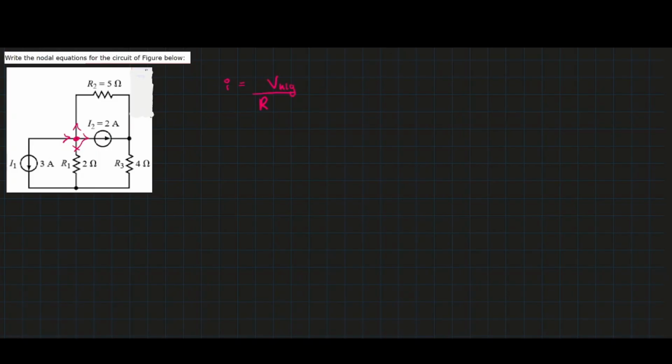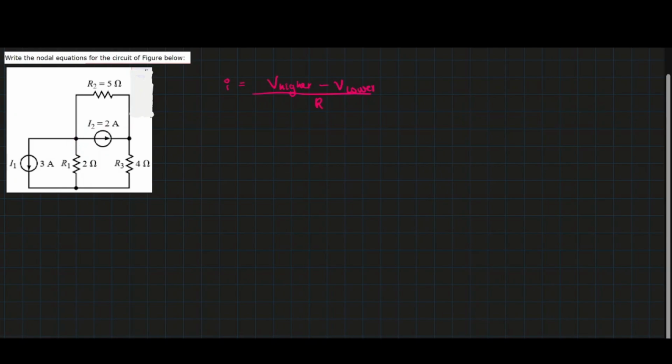it's going to be V higher, as the higher voltage, minus the lower voltage. The voltage will be measured across a resistor. So this is the formula I'm going to be using. So the first thing you want to do is identify your nodes.